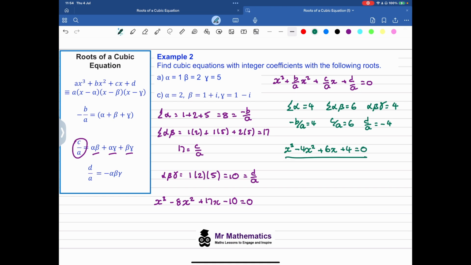In the next video, I'm going to show you how to find different expressions involving its roots when we're given the cubic coefficients.